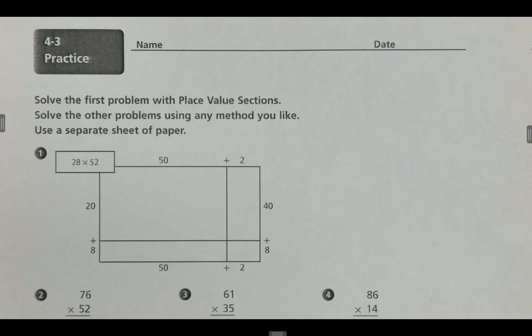Lesson 4.3, two-digit by two-digit multiplication. For this lesson, depending on where you're at on your multiplication facts, it may be helpful to have a times chart by your side. If you think that could be useful, I encourage you to pause the video and get that out at this moment before you proceed.